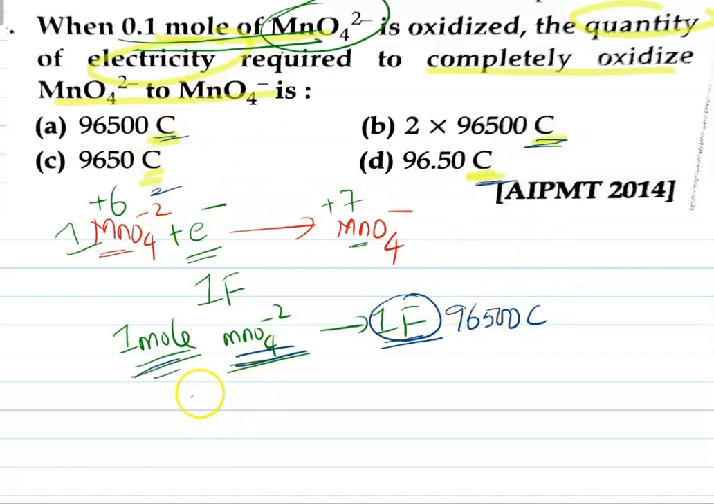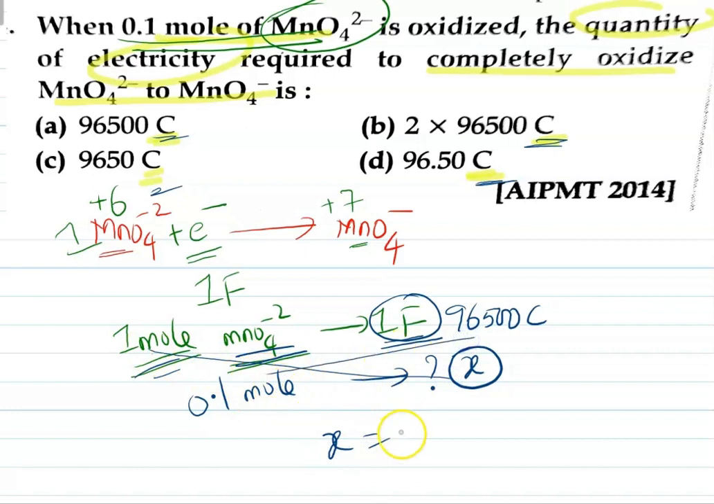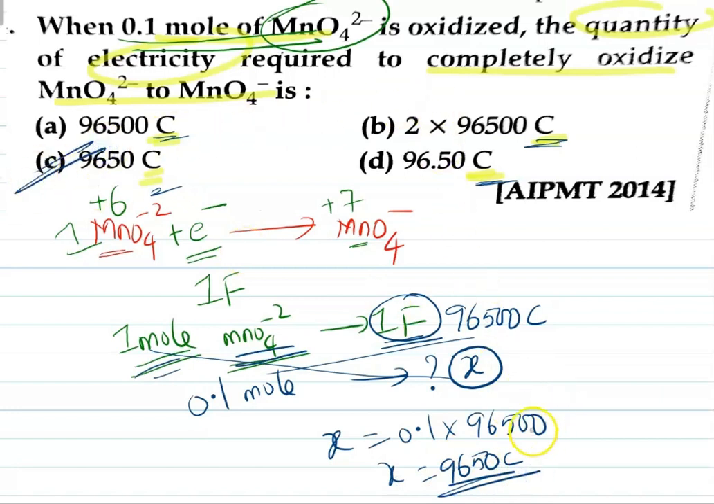So what's your question? 0.1 mole of MnO4 2- requires how many coulombs? x. Just crisscross and get the answer. 1 into x is x. Crisscross 0.1 into 96,500, where you should take only coulombs. So you will get 9650 coulombs as your answer. So the answer is simple, 9650.